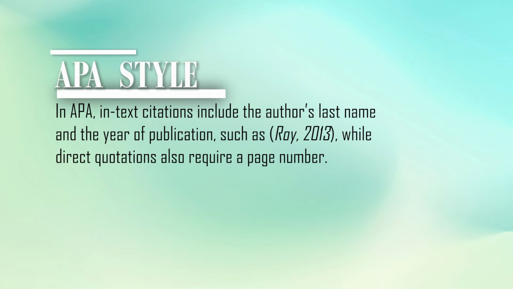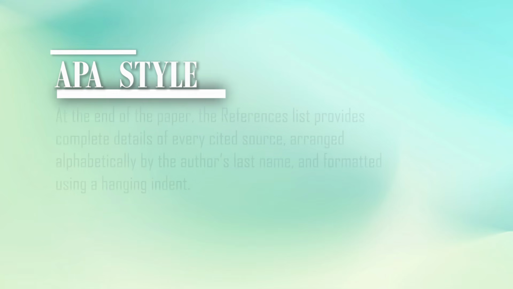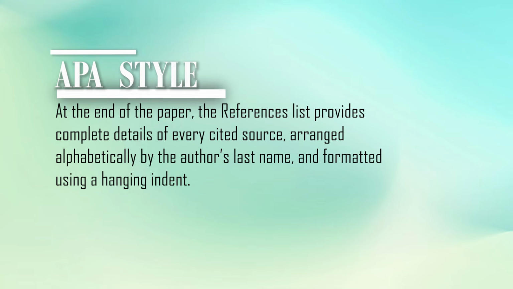On the other hand, in the APA, American Psychological Association referencing style, the in-text citation includes the author's last name and the year of publication, while direct quotations also require a page number. At the end of the paper, the reference list provides complete details of every cited source, arranged alphabetically by the author's last name and formatted using a hanging indent.